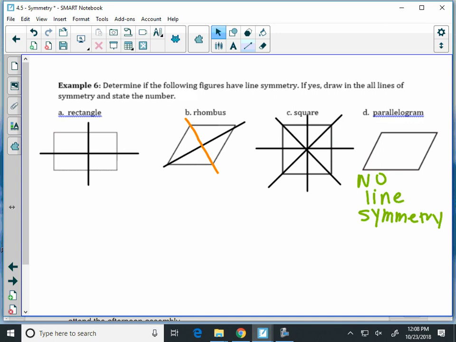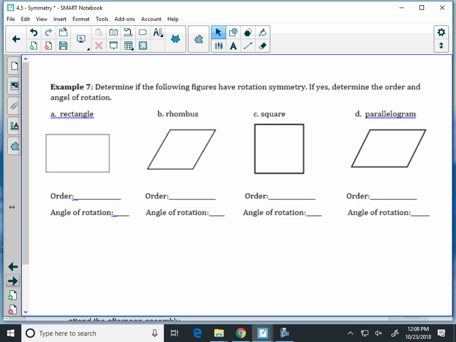Now we're going to talk about rotational symmetry with these figures. So get out your rectangle and see how many times you can rotate your rectangle a full circle that looks like the rectangle you started, to get back to the beginning, so rectangle right side up. How many times do we rotate our rectangle?